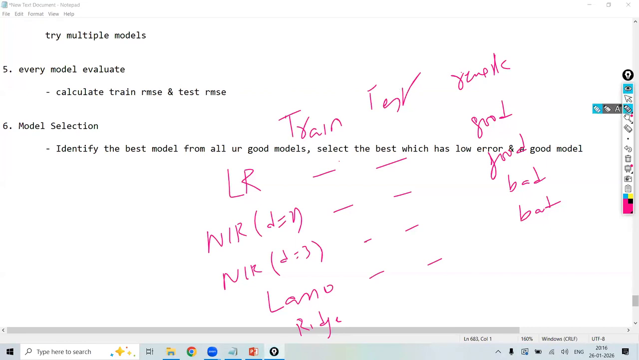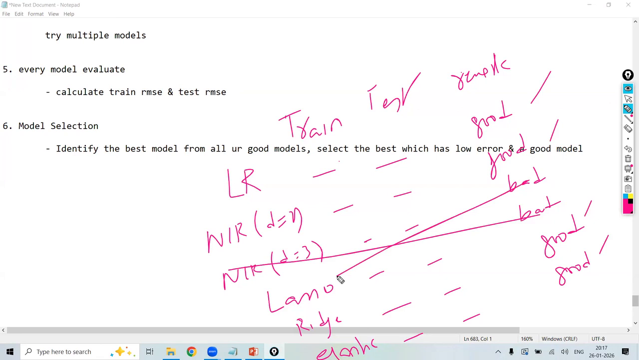Next, the ridge model. In the ridge model also, I'm going to calculate the train RMSE, test RMSE. Assume it is good. Elastic net, the last one, I'll apply. Train, test. Assume this is also good. Let's take an example like this. Now, how many good models are there with you? Out of 6, you applied overall 6. Out of 6, how many good are there? 4 are there. For these two, no need to discuss also. Waste of time. Bad models, throw them. No need to discuss.